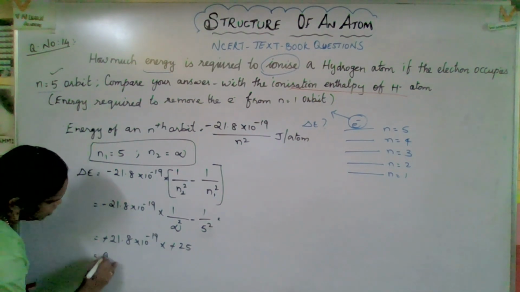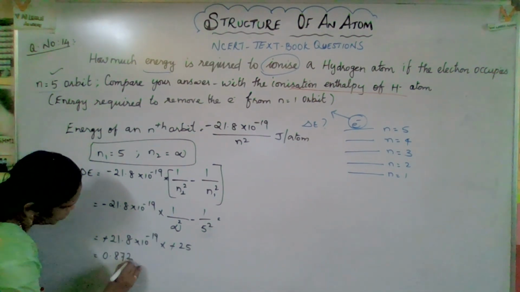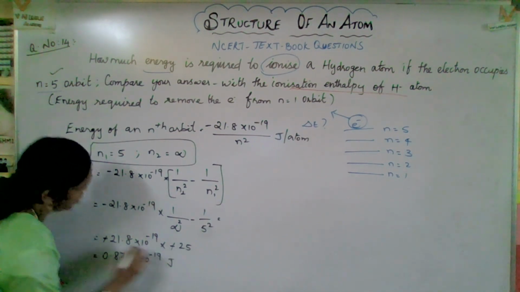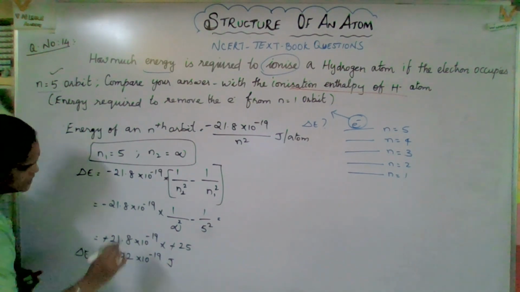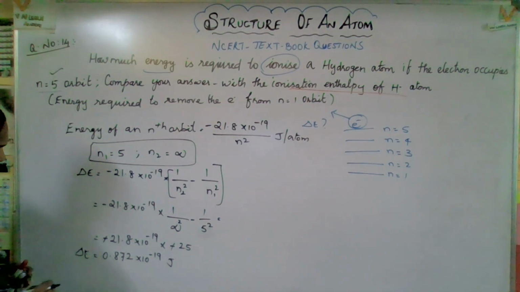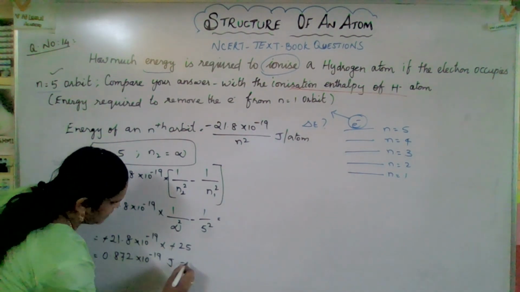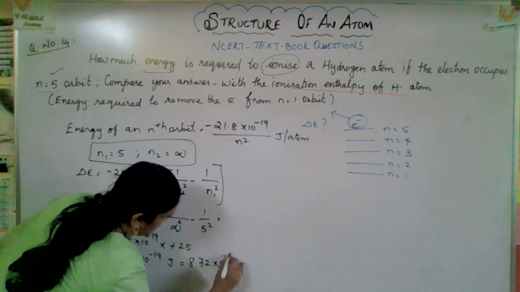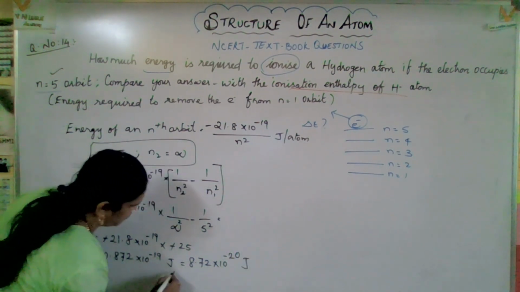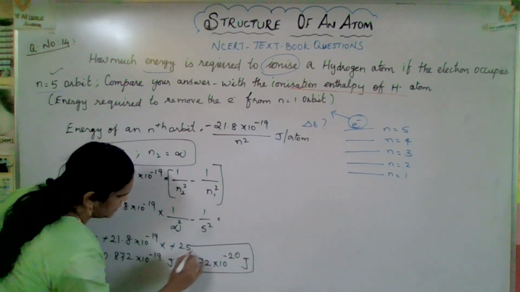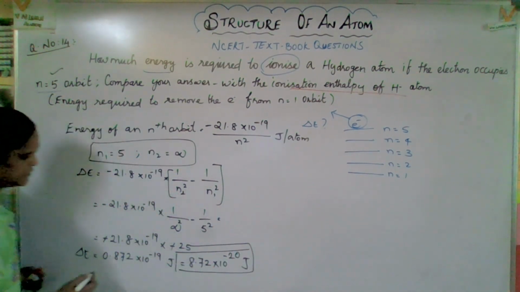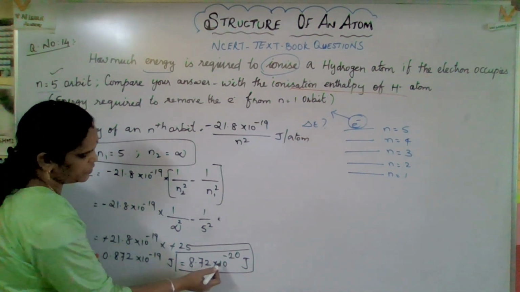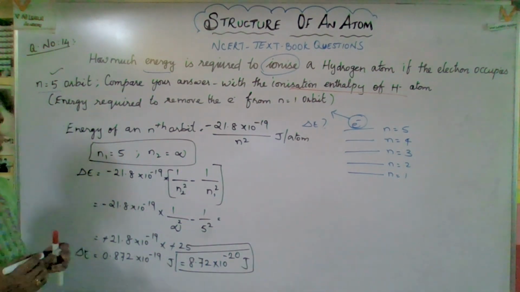You will get 0.872 into 10 to the power of minus 19 joule. Delta E equal to that, so that is joule. Okay. Now can we write it in this way: 8.72 into 10 to the power of minus 20 joule. For this fifth orbit electron, to remove it, how much energy is required? 8.72 into 10 to the power of minus 20 joule is required.